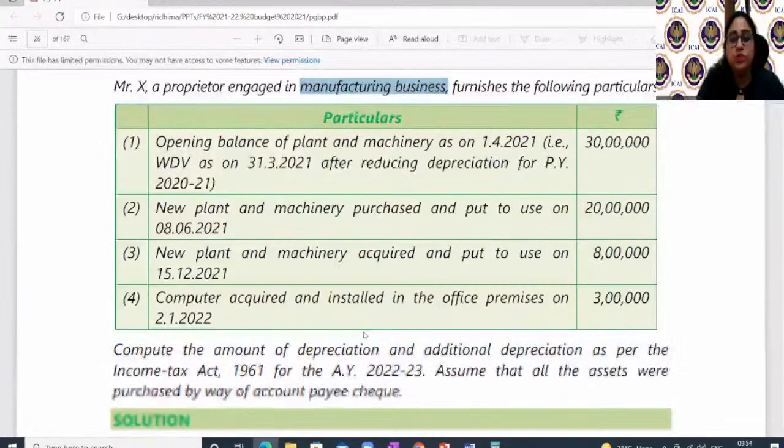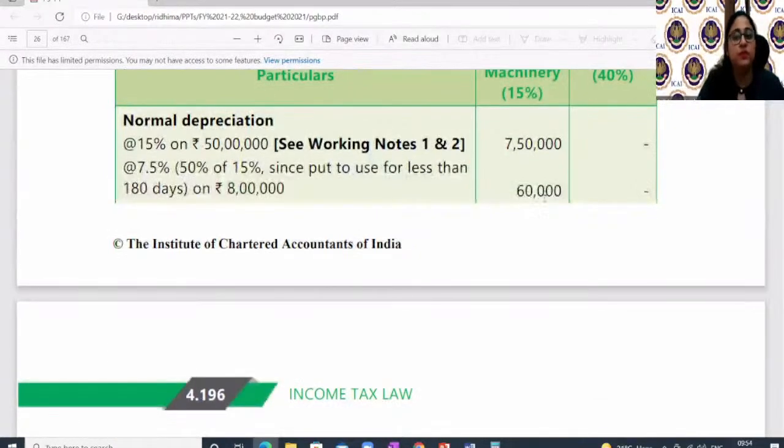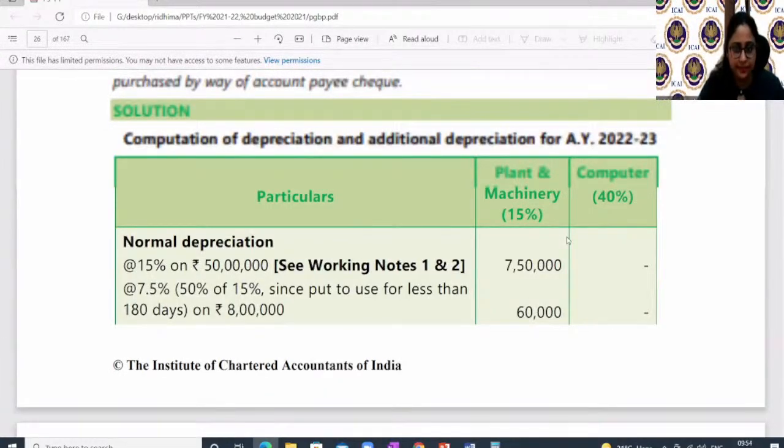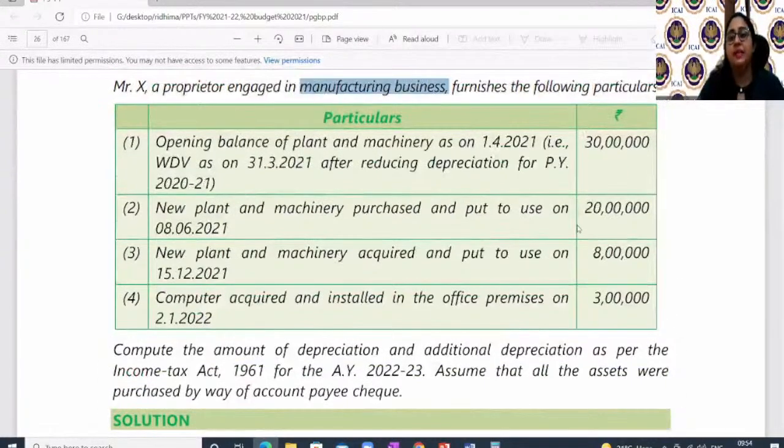So the question which we just solved, जिसमें हमने 7,50,000 और 60,000 निकाल लिया था already as depreciation, उस पे additional depreciation would be allowed on 20 lakhs at the rate of 20%, 20 lakhs at the rate of 20%, and on 8 lakhs at the rate of 10%. Computer pe, since it is installed in office premises, no additional depreciation. So additional depreciation would be 4 lakhs and 80,000. And baki 80,000 would be allowed next year.